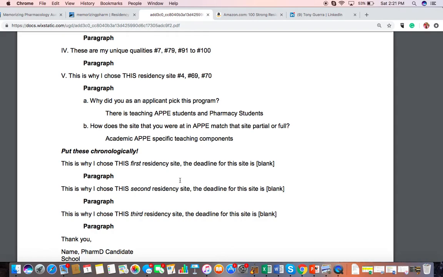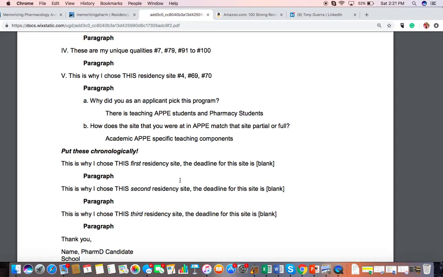But what you want to answer is, this is why I chose this first residency site. The deadline for this site is blank. Okay, I picked this program because, and then I felt that the activities I did in your rotation or as an employee with you fit this site because. Okay, you're putting all that in there as a paragraph, and then you do it for the second residency site and the third residency site and the fourth and so on.